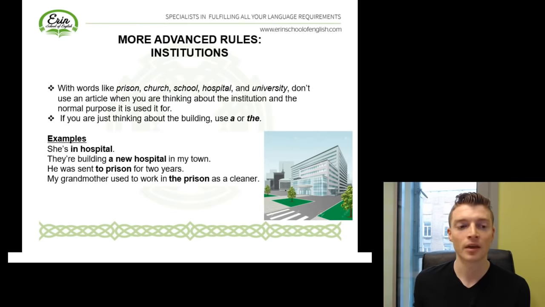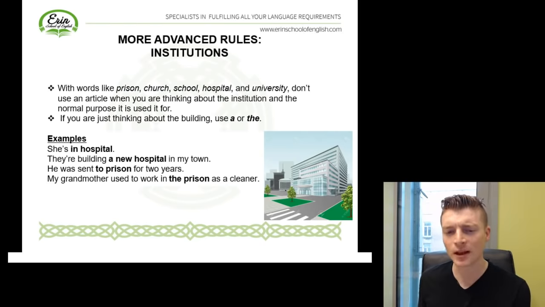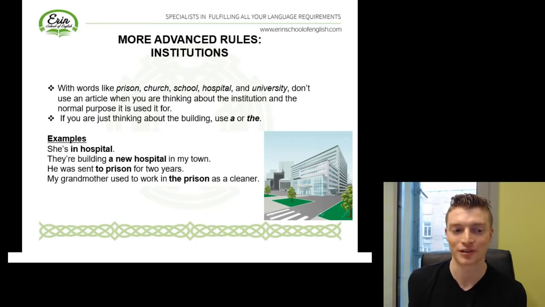She's in hospital. However, in the second example, they're building a new hospital in my town. In this example, we're talking about the building, not the institution and its purpose. The building. They're building a new hospital in my town. And that's why we're using an article. And it's the same in our next 2 examples.